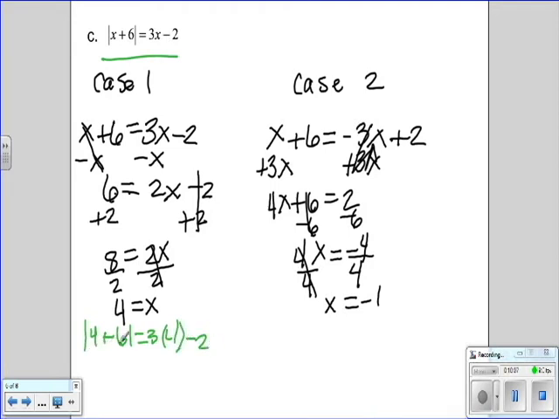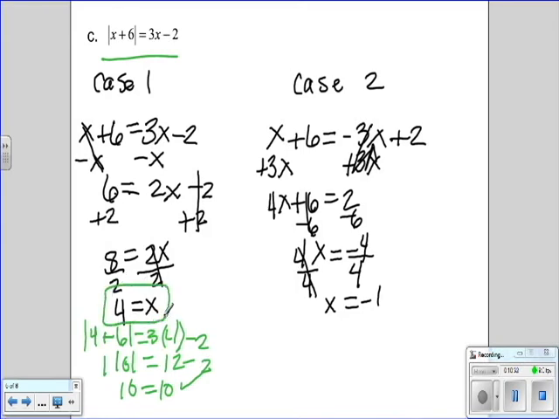Okay, so the absolute value of 4 plus 6, that's the absolute value of 10. And on the right side, 3 times 4 is 12, so I've got 12 minus 2. Okay, what do we have here? The absolute value of 10 is 10, and 12 minus 2 is 10. So this one works. The equation is true when x equals 4.